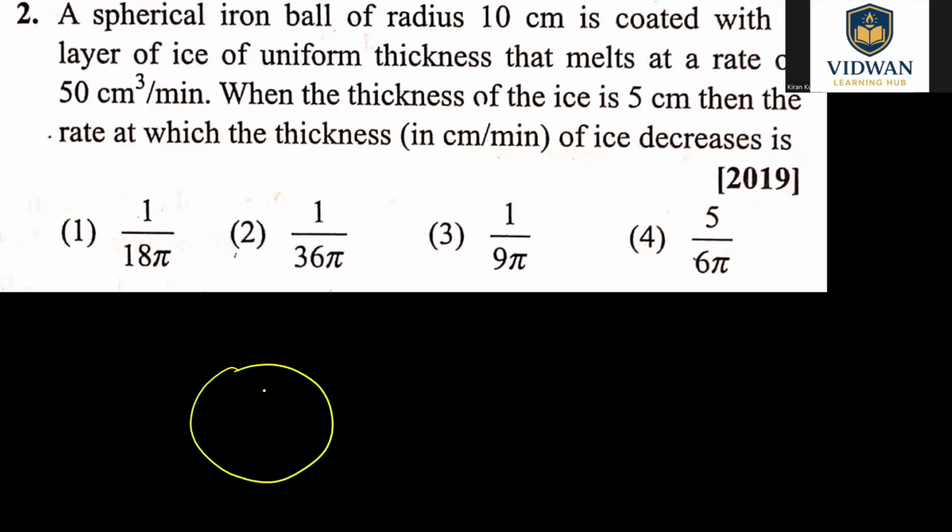So we have some spherical ball, some ice is coated over that. So due to which the size of the sphere increases. So this is a new sphere because of ice. So if the initial radius is r and the thickness is some x, the new radius will be r plus x for the sphere.